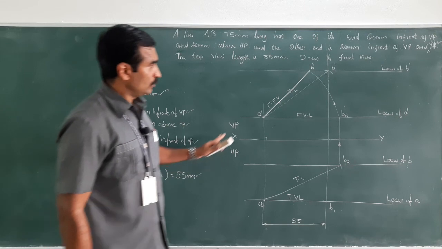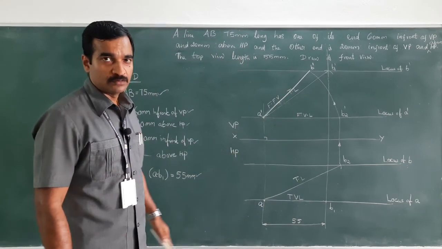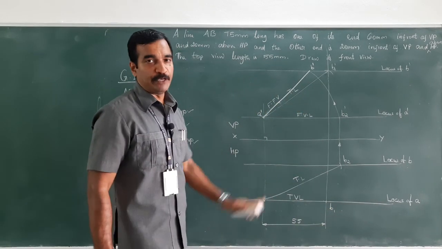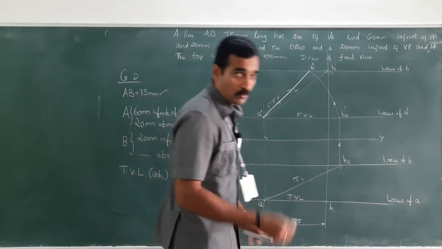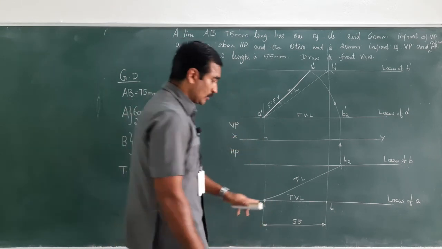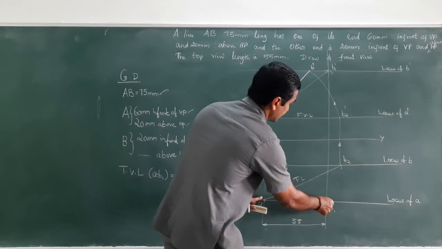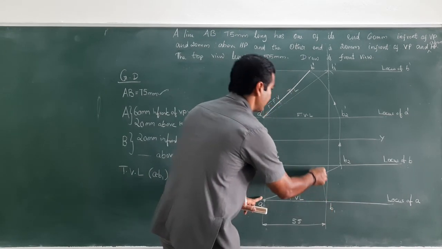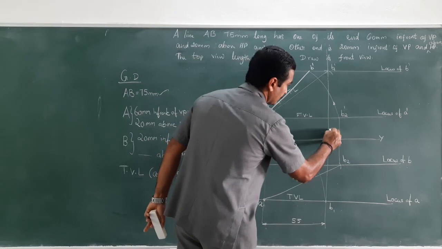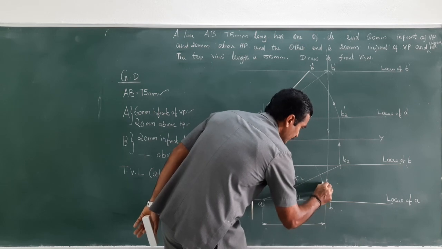Now, this is over. What about the final top view? Take the distance between A and B1 in your compass, and with A as center, rotate towards the locus of B, where B is here. So the flow is something like this. It started from here and it has been rotated in this fashion.